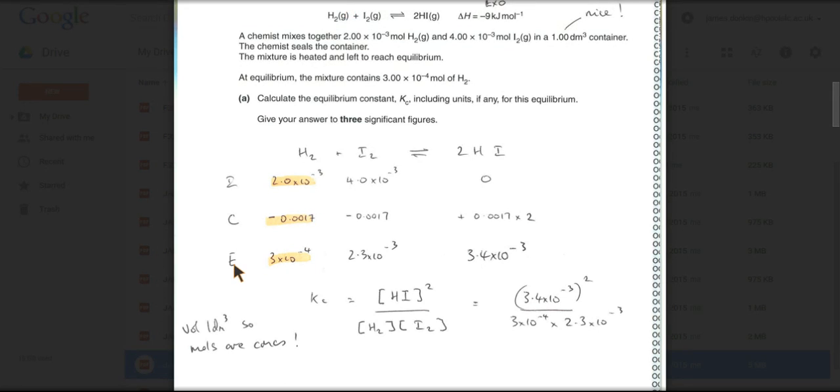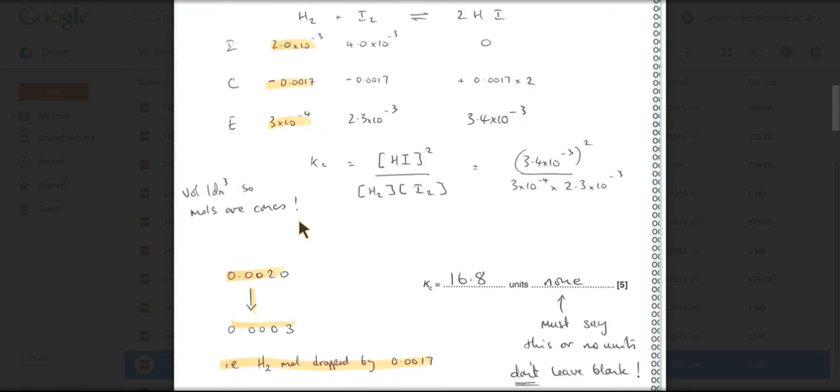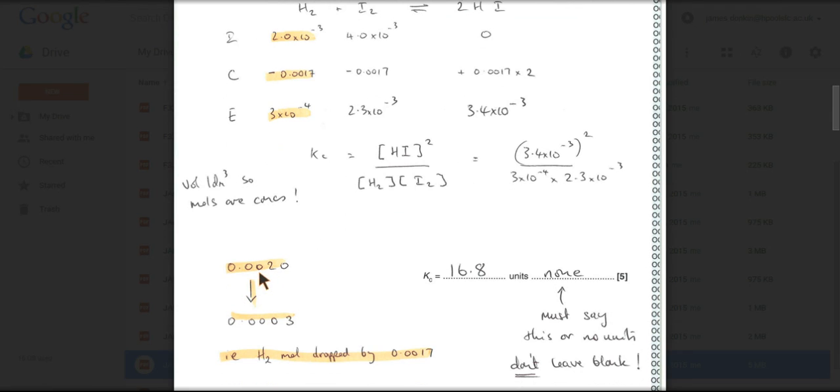I'm going to jump down to E now. This stands for equilibrium moles. So we were told that at equilibrium there were 3 times 10 to the minus 4 moles of hydrogen. So that means that there's been a change of that down to that, and so therefore the change is a drop, minus 0.0017. I'll just explain where that comes from. We're going from our starting moles, initial, to our equilibrium moles, so the hydrogen's dropped by this amount.